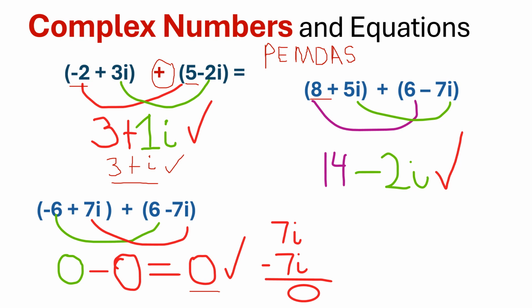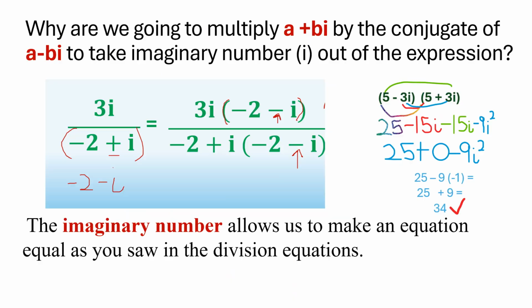You have 8 plus 6 is 14. You have 5 minus 7i is 2i. There's your answer. Simple. But that's addition.